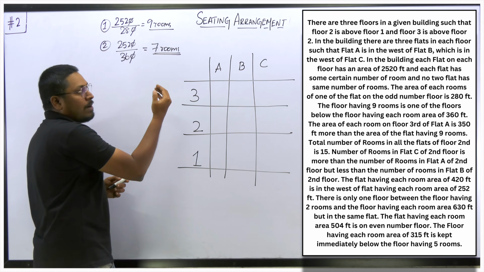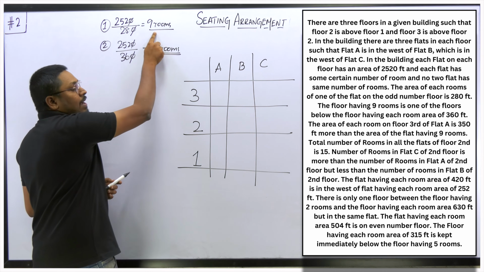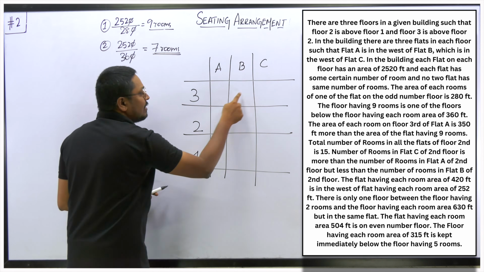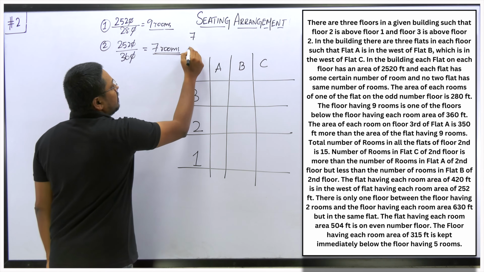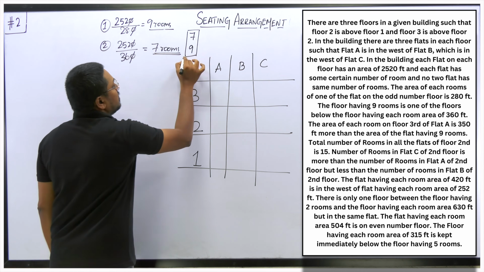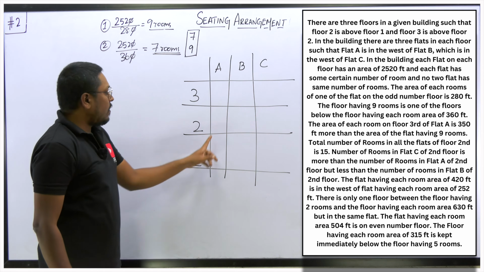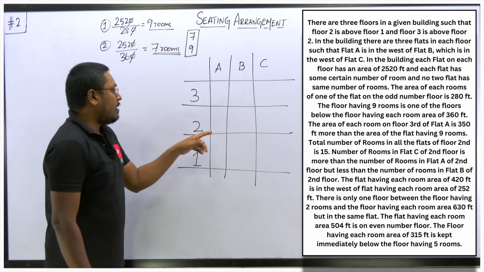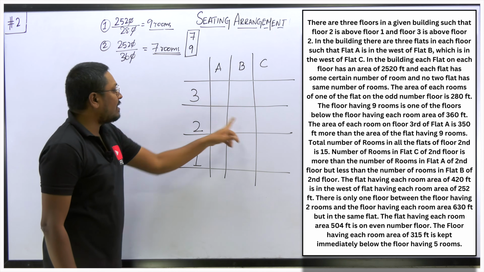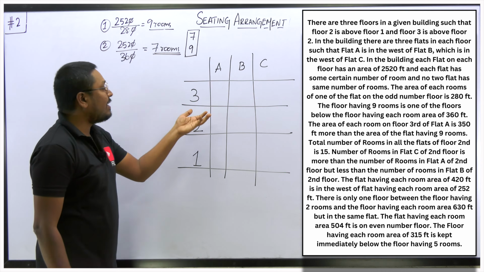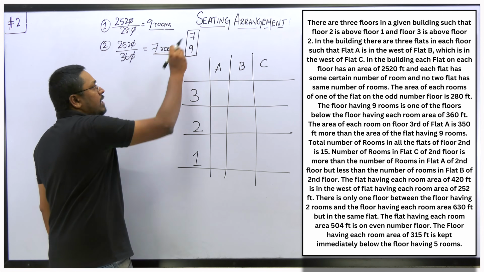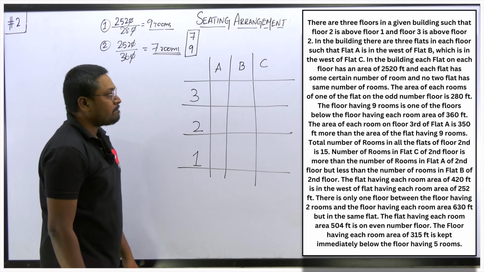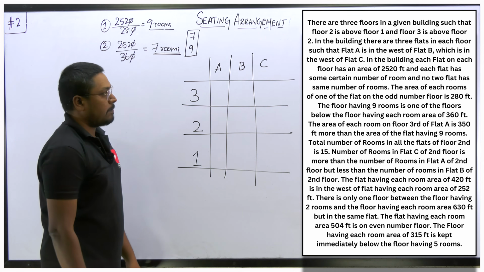And we already know one point, that this 9-room flat is on an odd number floor, right? So definitely this 9-room flat will not be on the third floor. Why? Because 7 rooms, below it should have 9 rooms, right? So definitely one of the first floor flats will contain 9 rooms, and one of the flats on the second floor will have 7 rooms. Only then can we say immediately below 7 it should be 9, right? Okay. What about the next point?